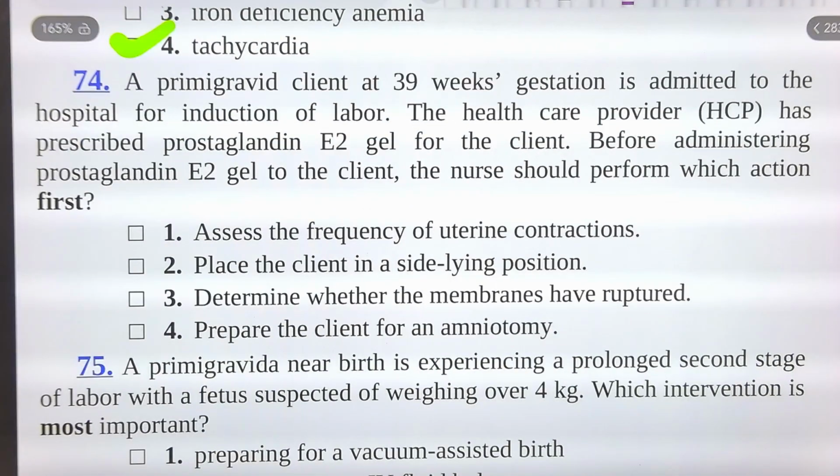Next is 74th question. A primigravid client at 39 weeks of gestation is admitted to the hospital for induction of labor. The HCP has prescribed prostaglandin E2 gel for the client. Before administering prostaglandin E2 gel to the client, the nurse should perform which action first? Assess the frequency of uterine contractions because we cannot proceed with prostaglandin if the patient is in contractions.